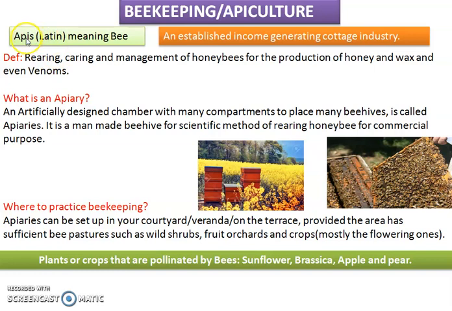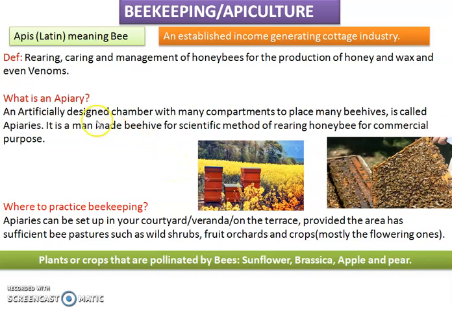But before that, what is the word apis? It's a Latin word meaning bee, and this is an income generating cottage industry. Beekeeping is an established income generating cottage industry which has been practiced since ages. Now it is being commercialized because of more and more demand of honey and other products. Now, how do you do it on a commercial scale?